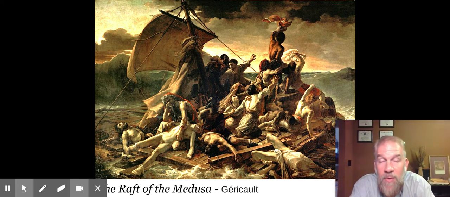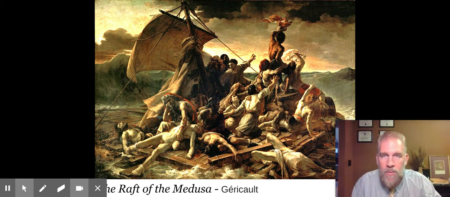This raft is called the Raft of the Medusa, and the Medusa was a ship, a real ship, a French ship. This French ship had about 400 people on it, and it ran into a sandbar off the coast of Africa. This really happened. This is all true. So the ship is stranded and they can't get the ship off the sandbar. So what they decide to do is they're going to cobble together a raft from the materials of the ship. And that raft would be for cargo. It wouldn't be for people.